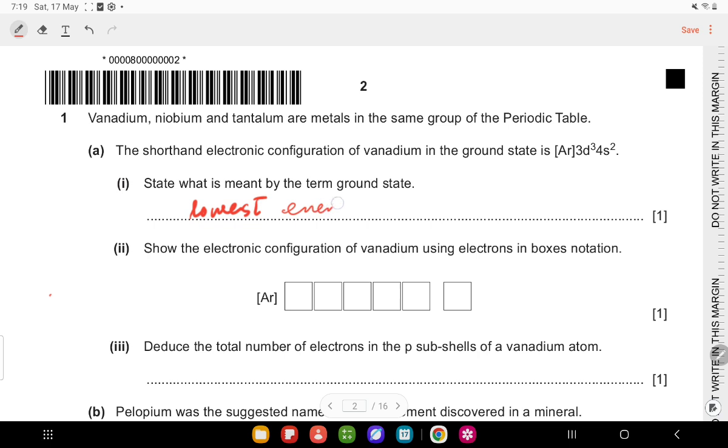Lowest energy level, or in which electrons are not promoted to higher energy level.